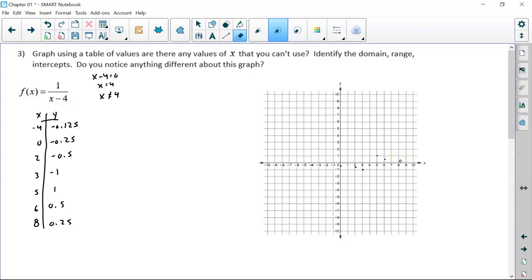Once again, since x could not equal 4, that's where our vertical asymptote is. X equals 4. And our horizontal asymptote is still at y equals 0. So on this side of the graph, we have this. And on this side, the graph looks like this. Once again, that's called a hyperbola.